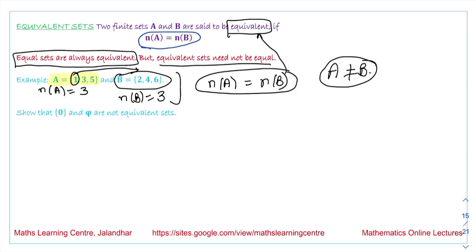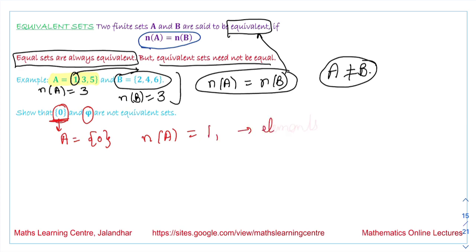Next we have to show that the set {0}, containing the element 0, and the set {5} are not equivalent sets. So when we are talking about this set A, the number of elements in A is equal to 1.